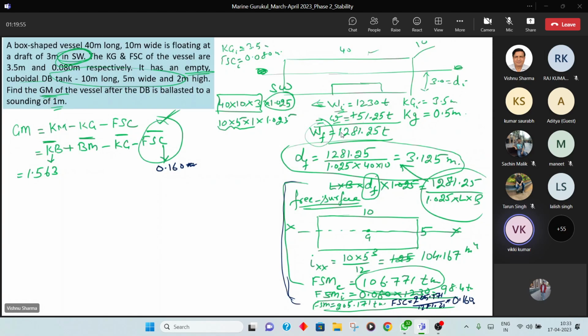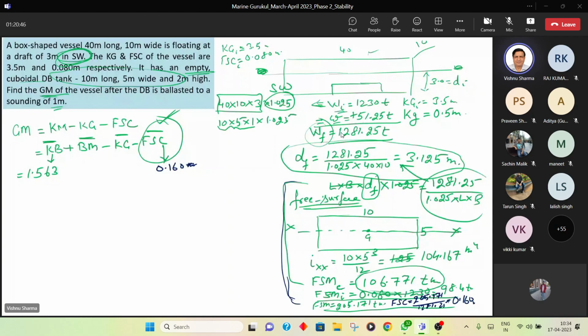Sir, can we add the initial FSC plus the final? No, you cannot add the initial FSC to the final FSC. Why? Because FSC depends on displacement also. The initial FSM had a different FSC when displacement was less. The FSC was more, but with the same FSM, if the displacement increases, the FSC will decrease. So you can't add the initial FSC to the FSC caused. You have to get the final FSM.